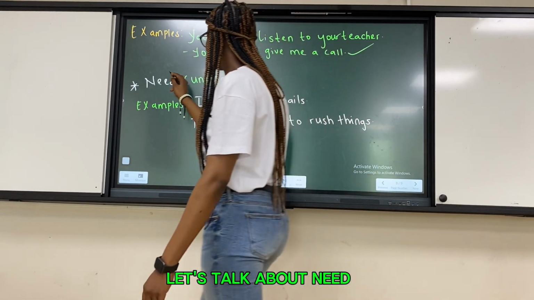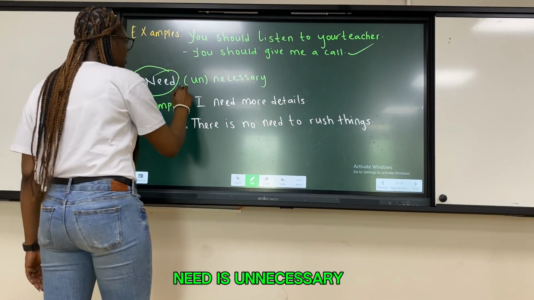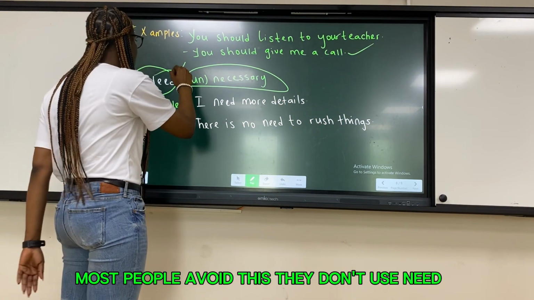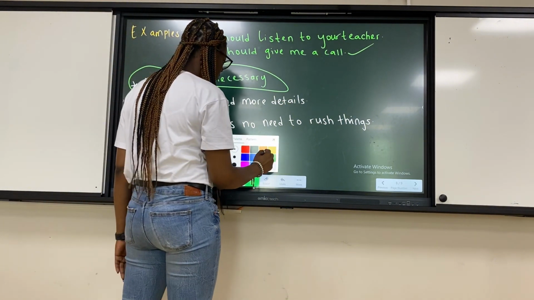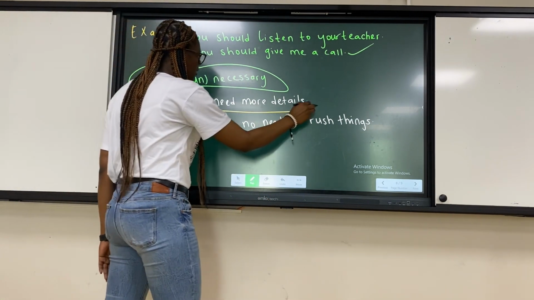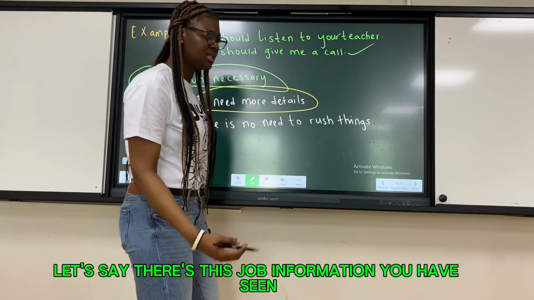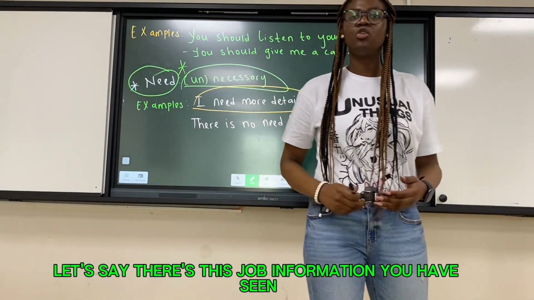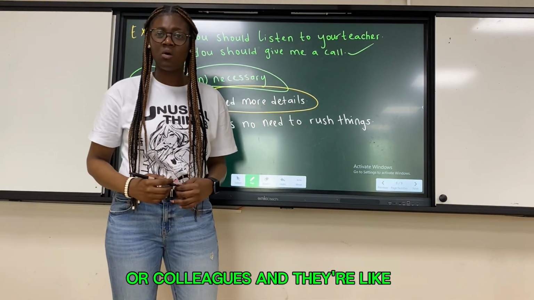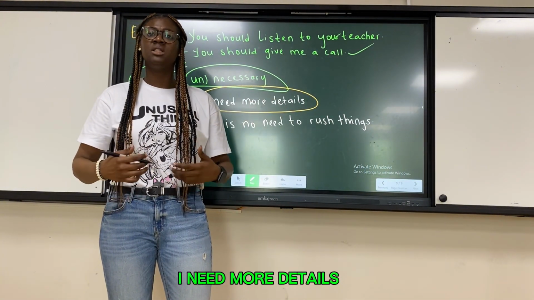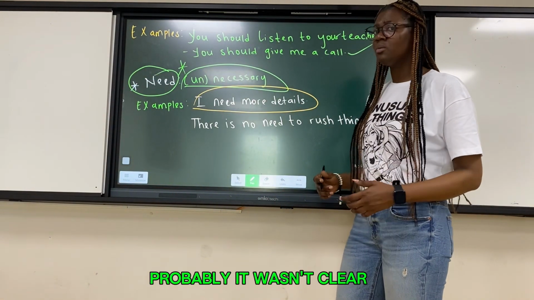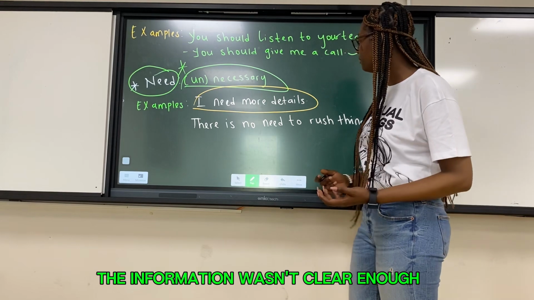Let's talk about need. Need is unnecessary, and at times when you talk about modal verbs, most people avoid this. They don't use need. I need more details. Let's say there's this job information you have seen and you are trying to explain this job to your parents or colleague, and they say, I need more details about something. Probably the information wasn't clear enough.